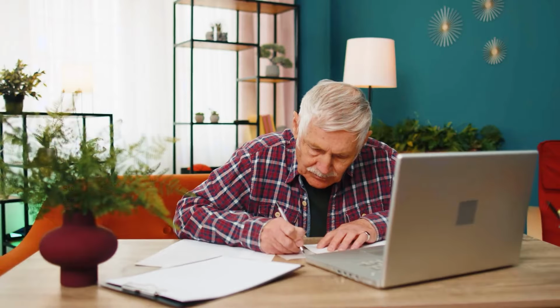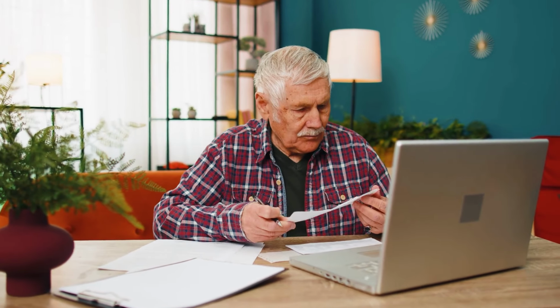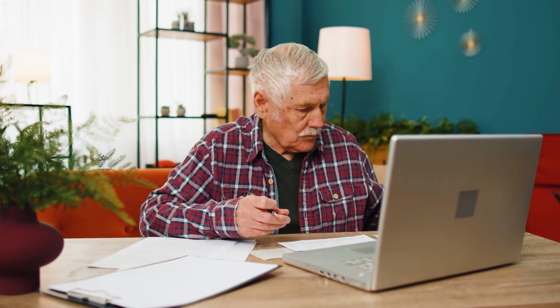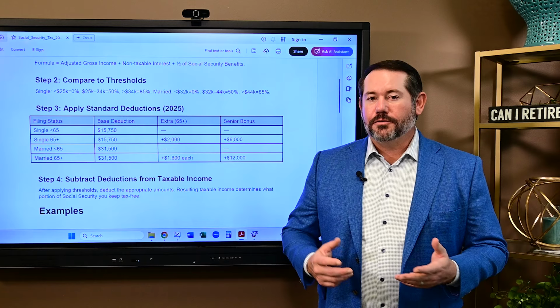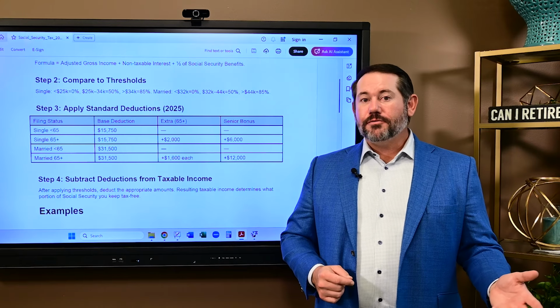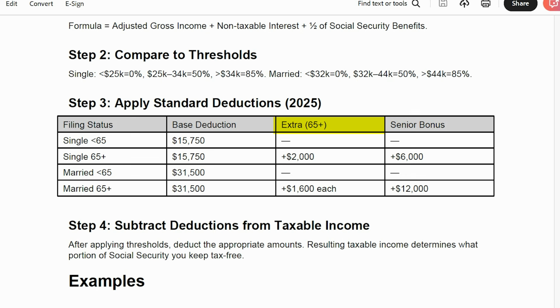And so now we're talking about retirement planning, because we're going to bring all this back to your retirement accounts, to the taxes that you may or may not pay, and help you understand the bigger picture of retirement planning. So now you may be wondering, well, what if I'm 67 years old and my wife is 64 years old? Well, only the person over 65 gets the $1,600 deduction, and only the person over 65 gets the $12,000 deduction.